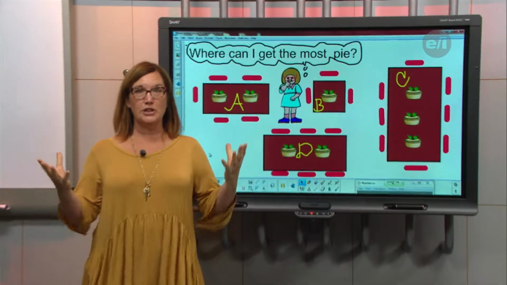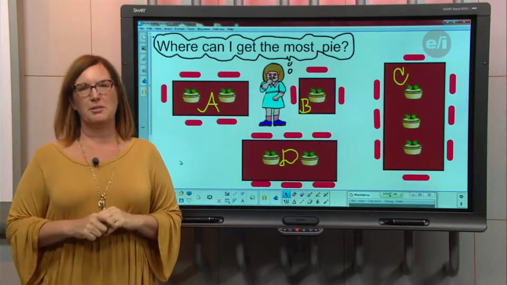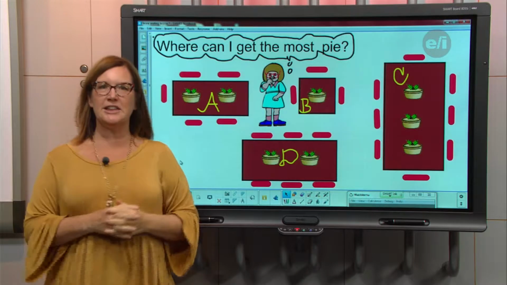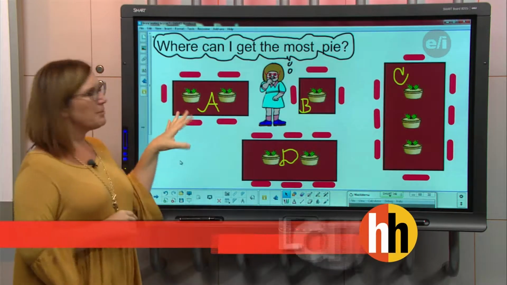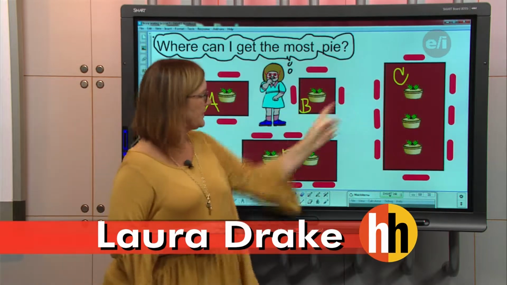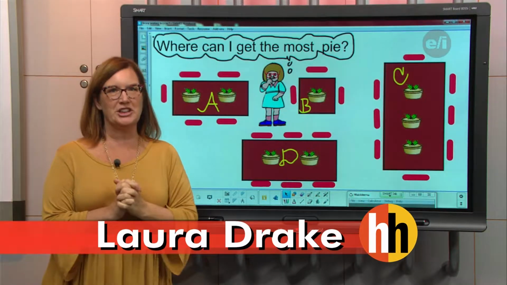So you walk into the room, the tables are set. You've already finished Thanksgiving dinner. The tables are all set with pie. And so we look at our picture there. Oh, where can I get the most pie? Which table should I sit at? I labeled them just to make it easier to talk about them. We have table A, table B, table C, and table D. And there I am trying to think, which table should I sit at?